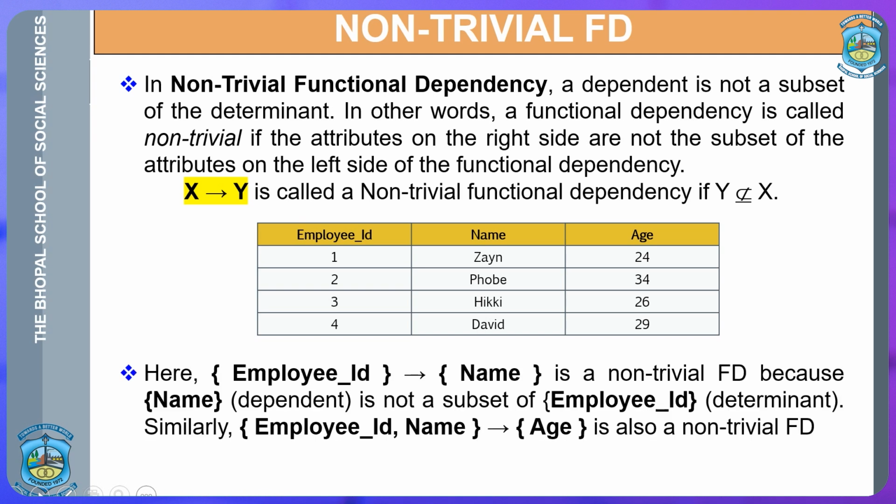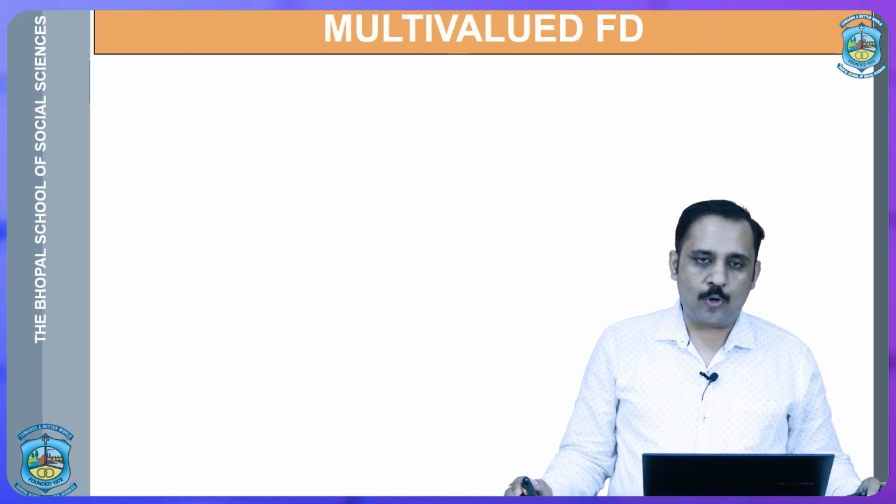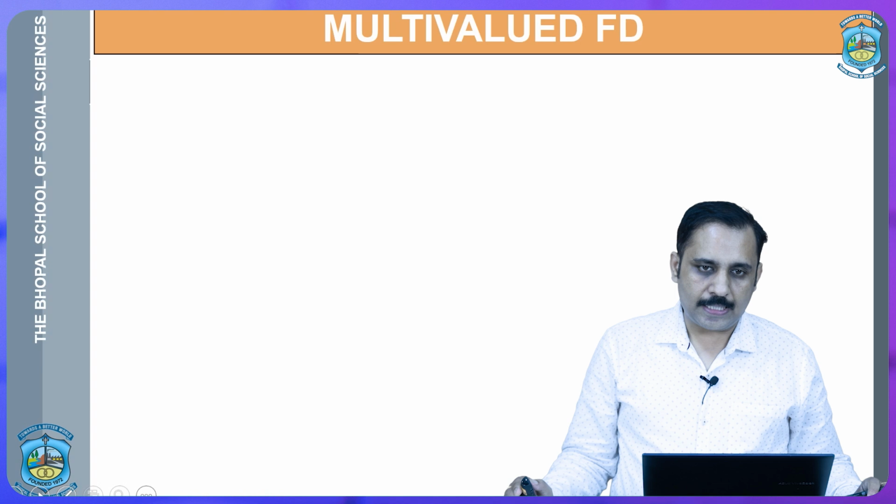Here in the same example, we can see that employee ID → name. The value of name is not a part of the left hand side determinant, which is employee ID. Hence, this is not a trivial dependency, it is a non-trivial dependency. Also, we can see that employee ID, name → age. Here age is also not a subset of the left hand side part, so this is also a non-trivial dependency. So, I hope trivial and non-trivial dependencies are clear.